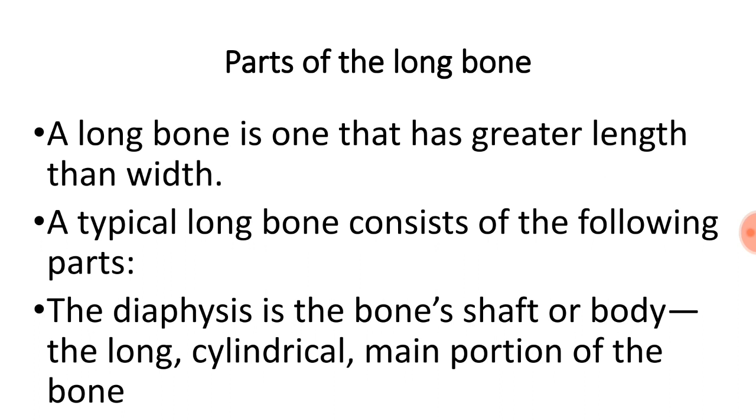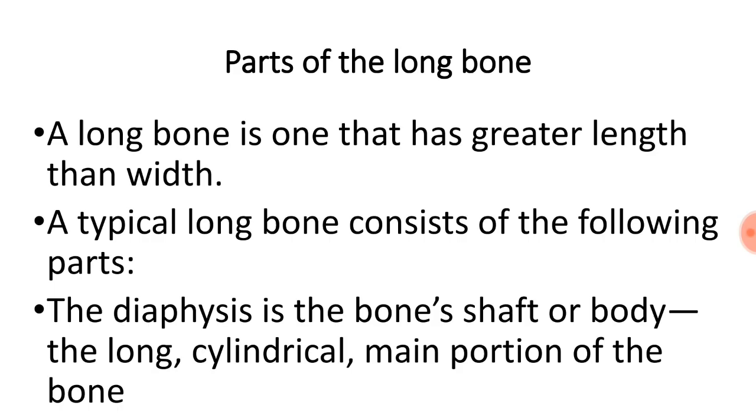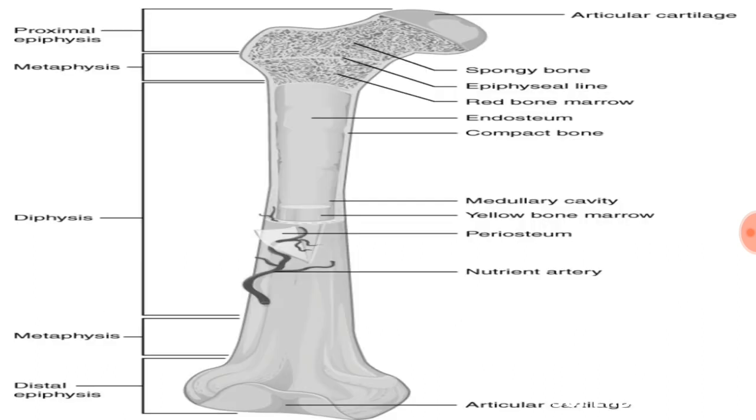A typical long bone consists of the following parts. So now we have parts of the long bone. The diaphysis is the bone shaft or body, the long cylindrical main portion of the bone. So this diaphysis, this is the main part of the long bone, the largest part of the long bone. And also we have other parts like the proximal epiphysis and the distal epiphysis. We have metaphysis. We have other parts that form the long bone.